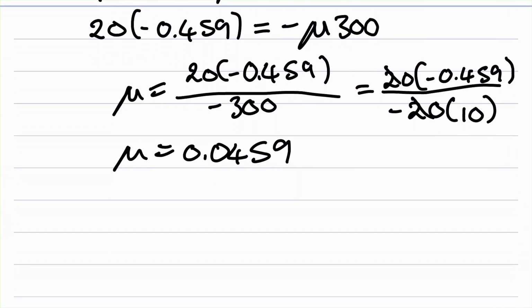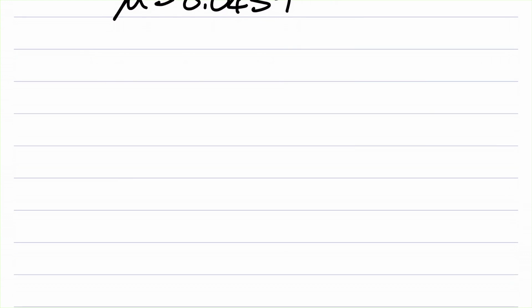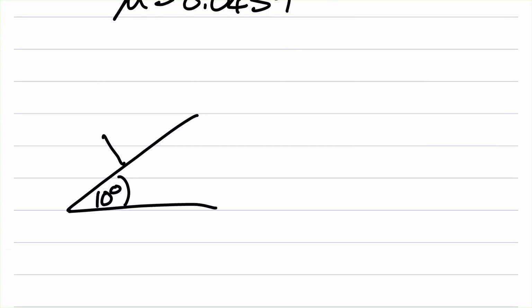Then we have one more question, and then we'll stop with mechanics. A woman drags a box of mass 20 kg up a rough slope. Rough slope, remember, means there's friction. The slope is 10 degrees, it's a 20 kg box, and the coefficient of friction is 0.45.